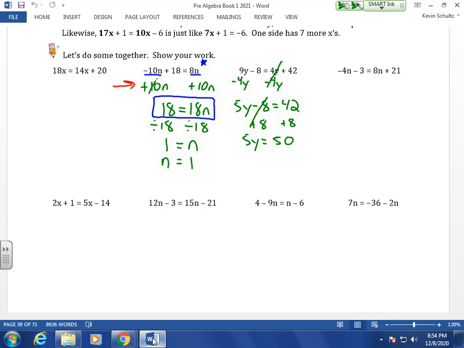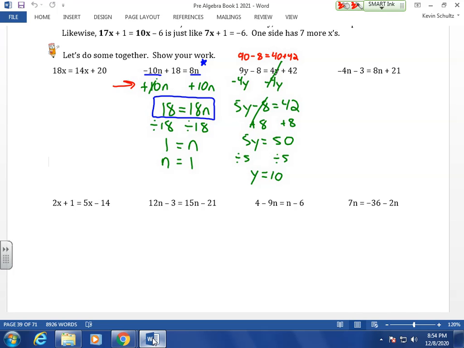5y equals 42 plus 8, which is 50. Divide both sides by 5 to get y by itself. And y is going to equal 10, right? We didn't check the last one specifically, so we'll do it here. If y is 10, then 9 times 10 gives us 90 minus 8. And that's supposed to equal 4 times 10, which is 40, plus 42.